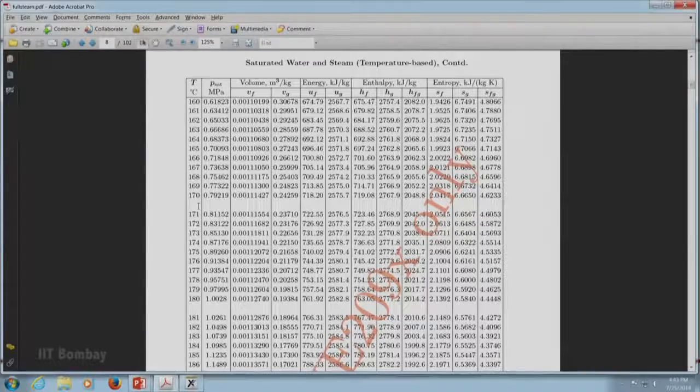At T equal to 170 degree centigrade, we can go to the enthalpy part and see that HF and HG are these values. Just note down these two values of HF and HG. So let us come back to the problem solving now.